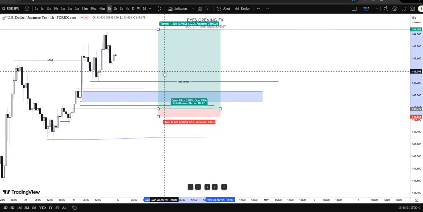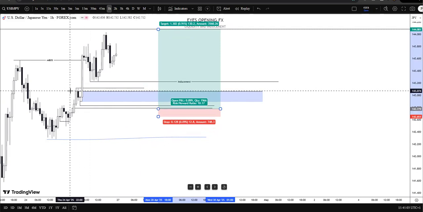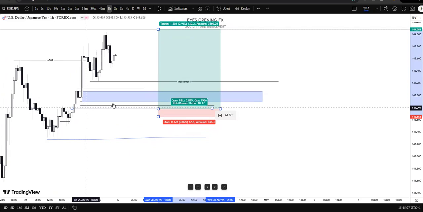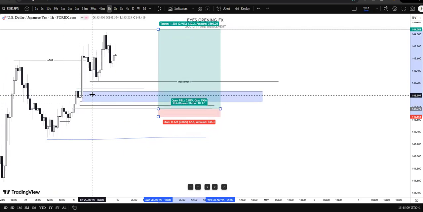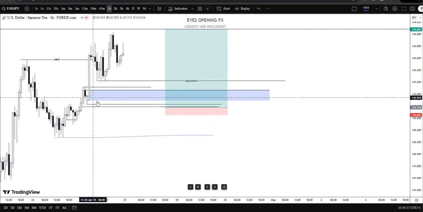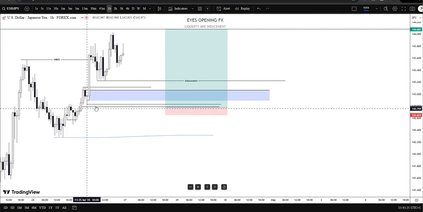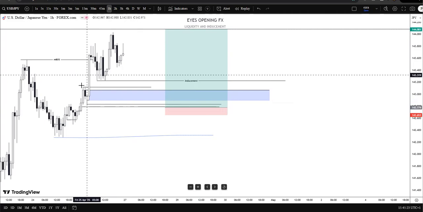This is liquidity, internal structure, mitigated internal structure. So making this area kind of like a strong POI because of liquidity. That is the reason why it's a strong POI, because it has liquidity right below it. Then this is the major point of interest if anyone wants to take the trade as a major trade.